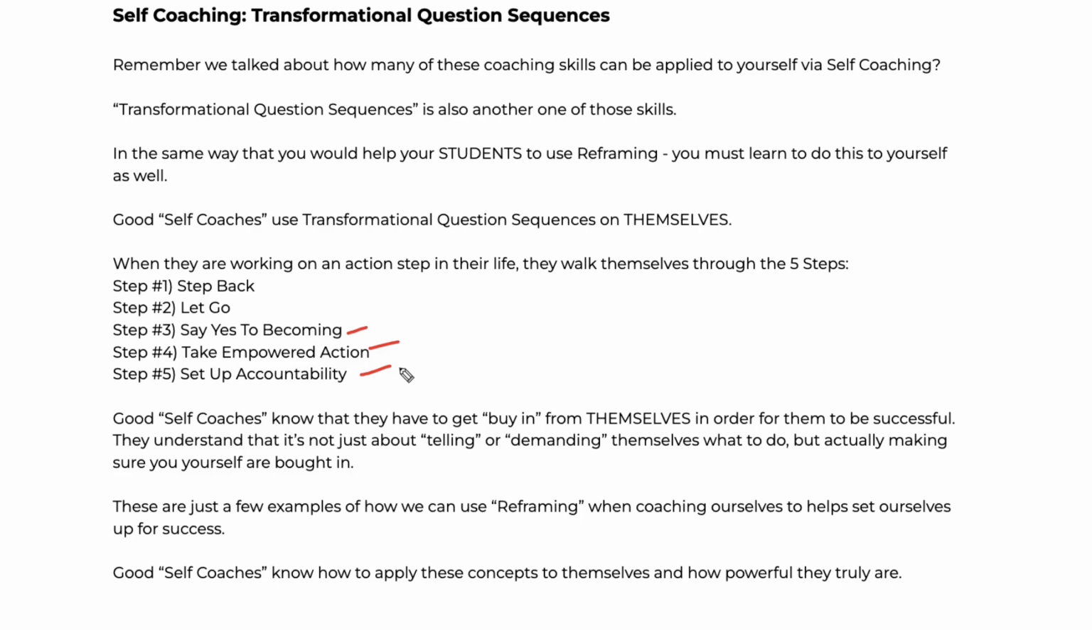Rather than telling yourself and demanding yourself to do things, you can go through this and say, okay, hey, let me step back. Let me create my reframe. Let me let go of the things that are going to stop me from being able to be successful with this action. Let me make sure that this is in alignment with who I am becoming. I want to say yes to that becoming. Let me make sure that it is an empowered action step, and let me set up the accountability to make sure that I feel that I have that support to make sure that I can get this done. And so these are just a few examples of how a good self-coach can use TQ sequences when coaching themselves in order to set themselves up for success. And that's how good self-coaches know how to apply these coaching skills to themselves as well.